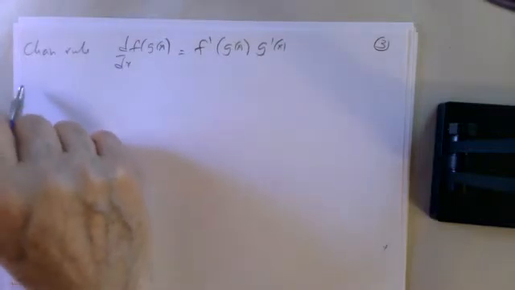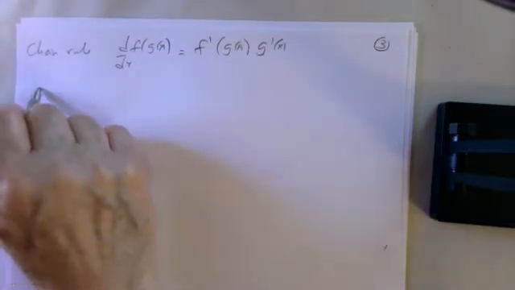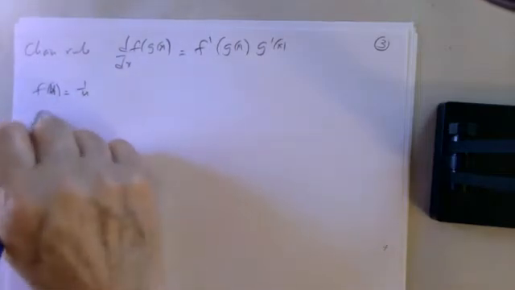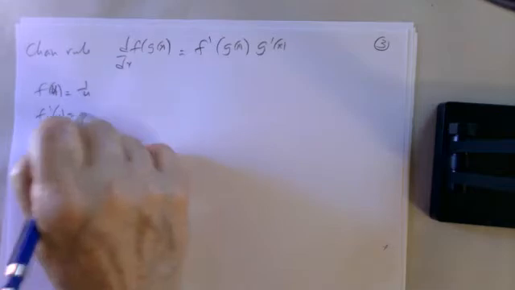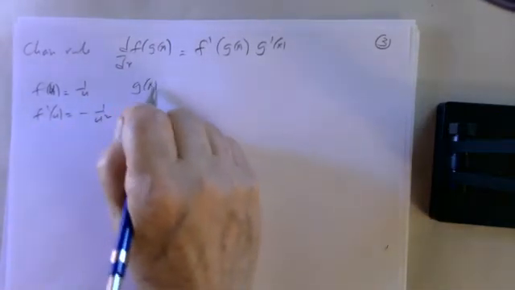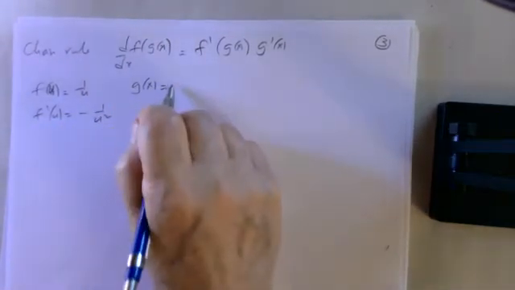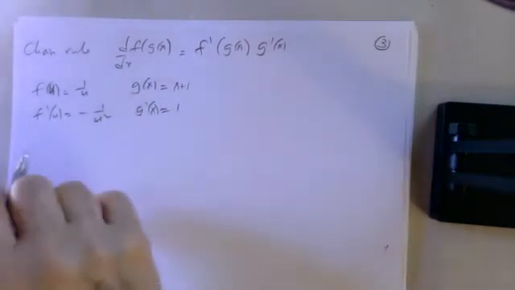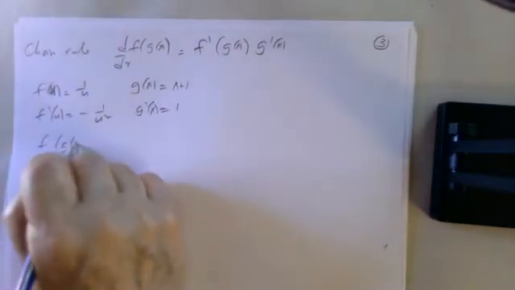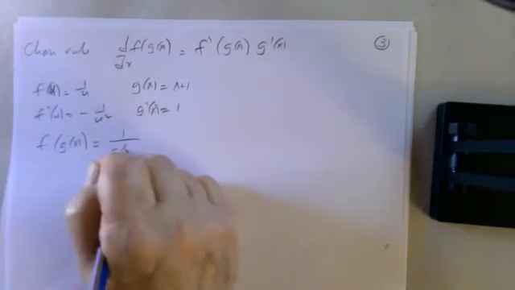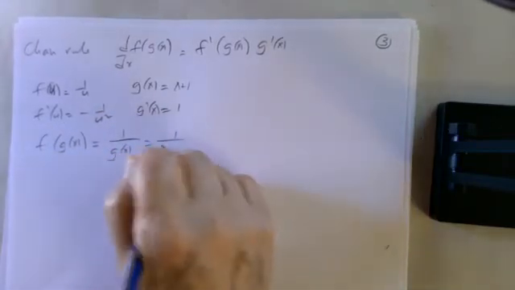So we have the composite function where f of u is 1 over u. So f prime of u is minus 1 over u squared. And g of x is x plus 1. And g prime of x is 1. So f of g of x, this is 1 over g of x. That's 1 over x plus 1.